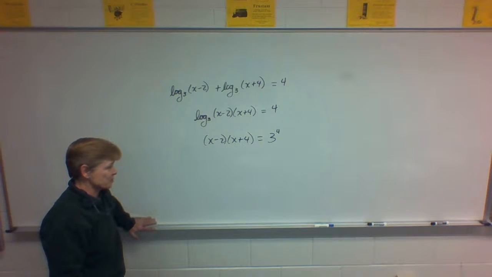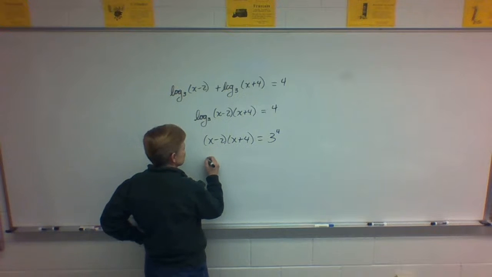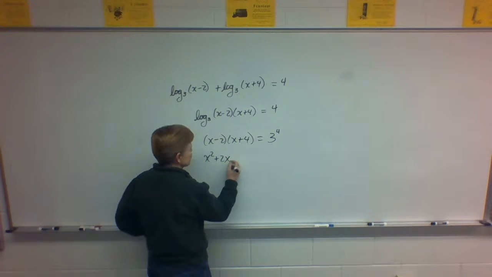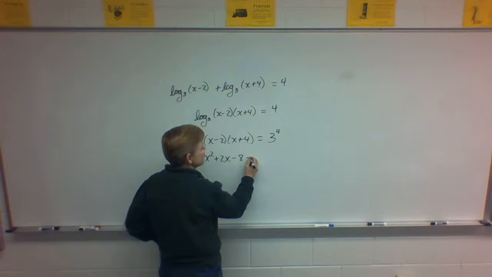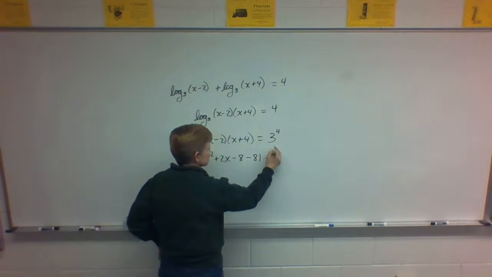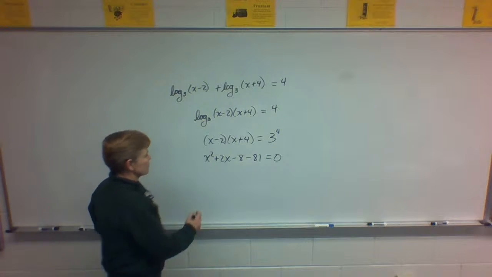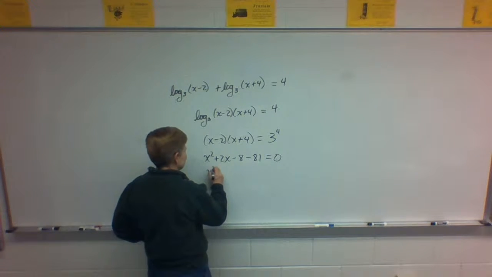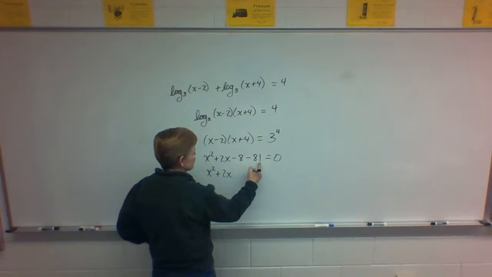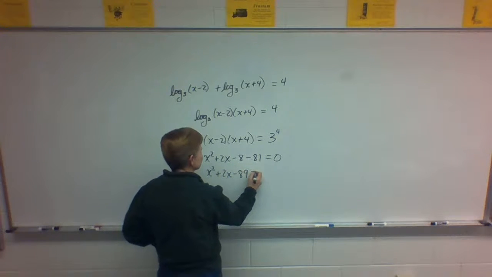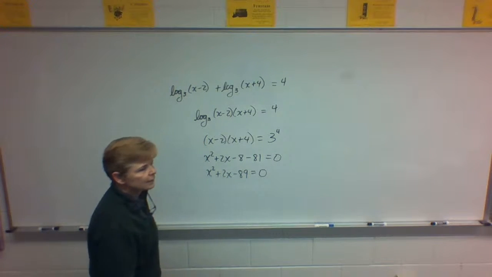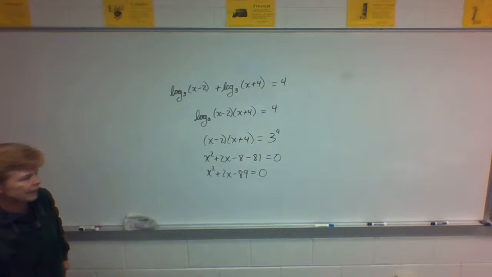Okay, so now what I have is, I got to FOIL this out. It'd be x squared plus 2x. Check me on this. It's minus 8, right? Yes. Okay. Minus 81, because that's what 3 to the 4th is. And it's quadratic, so I'm bringing it all over. X squared plus 2x minus 89. Think that'll factor? No. If you do, think again. That 89 is way too big.